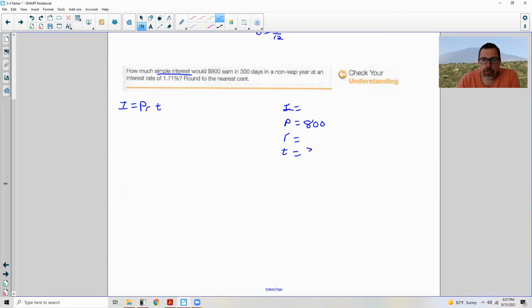300 days. How many days are in a year? Oh, by the way, it is a non-leap year. In other words, they're not saying 366. It is 300 out of 365. Okay, at an interest rate of 0.0171. Move the decimal 2 places to the left. Pretty simple, yes? That's why it's called simple interest. P equals 800. R equals 0.0171. Time is 365ths. Okay, 300 over 365.